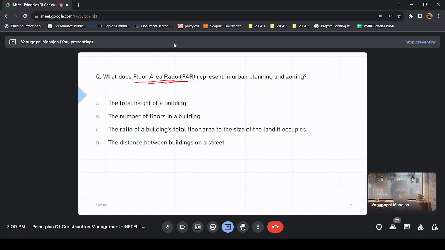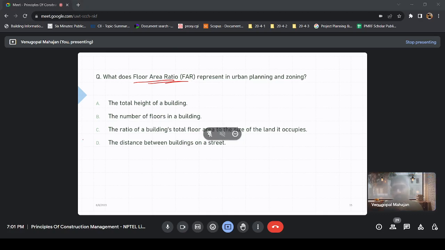It is same as FSI, no, sir? Yeah, you can say that. FSI and FAI both are same. Okay, sir. So what is this? Built up by total plot area. Option C. Okay, that is option C, I agree, but why is it there?